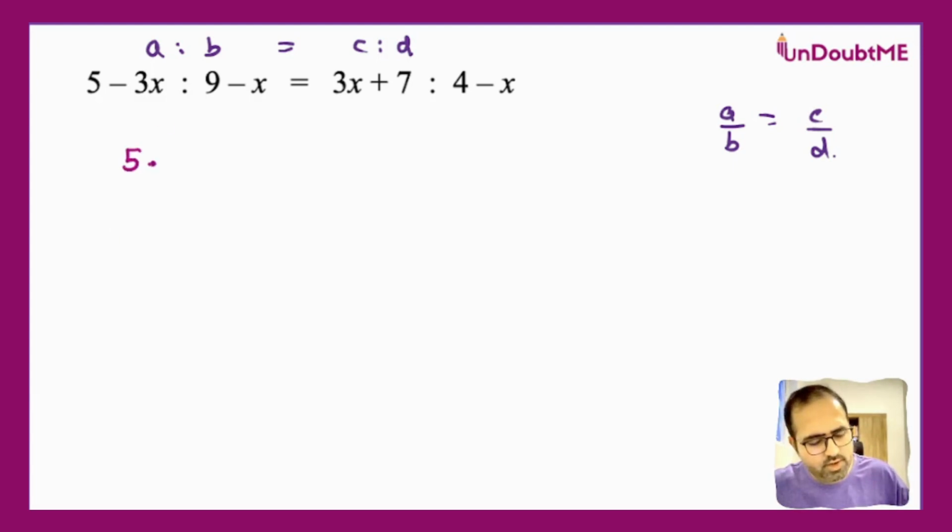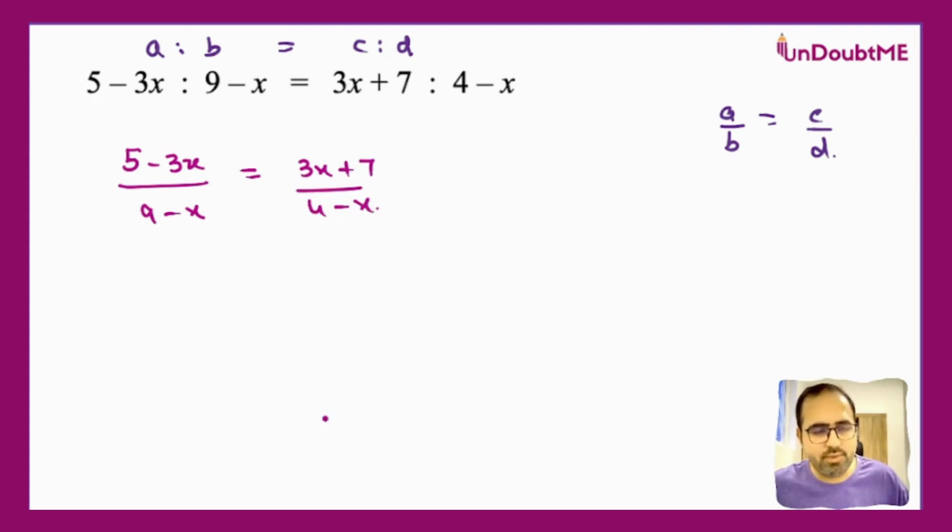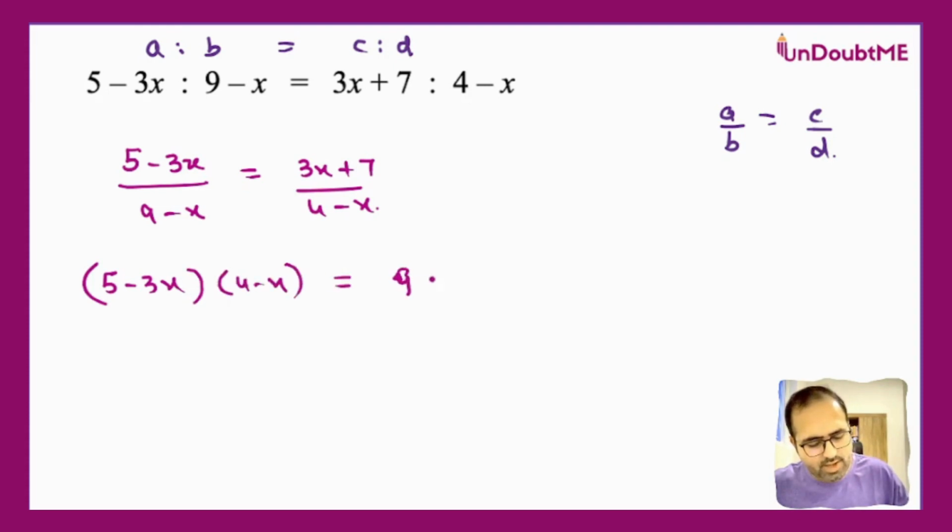After that, it will be written as (5 minus 3x) over (9 minus x) is equal to (3x plus 7) over (4 minus x). Cross multiplication will give me (5 minus 3x) times (4 minus x) is equal to (9 minus x) times (3x plus 7). Then we need to just expand by multiplying the brackets.